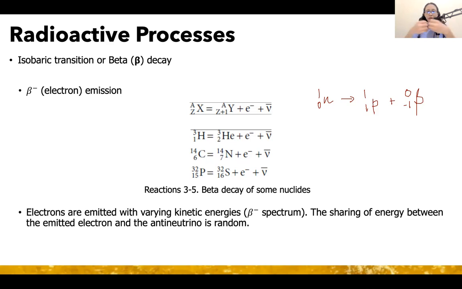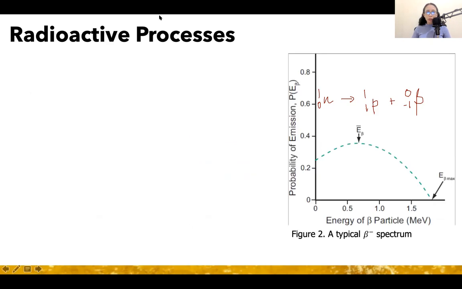Okay, so if they share 50-50, then they share 50-50. In another radionuclide, the electron gets 75% of the energy and the antineutrino gets 25%. So, again, the energy of the beta particle varies. And we have what we call a beta spectrum or a beta particle spectrum. So, this spectrum shows the range of the energies of beta particles emitted from a specific radionuclide. And on the y axis, we see the probability of each energy value.